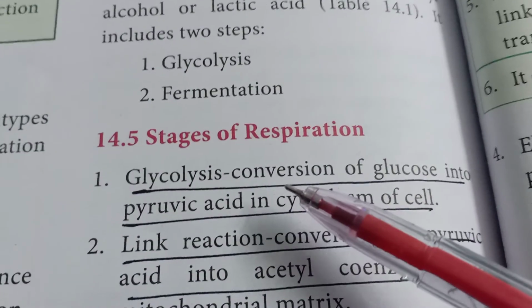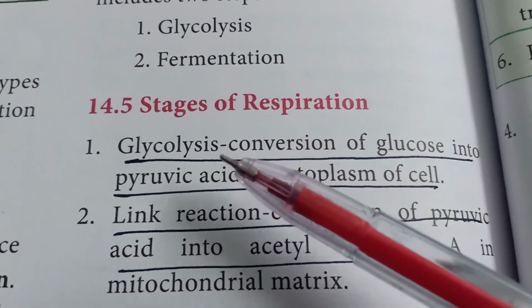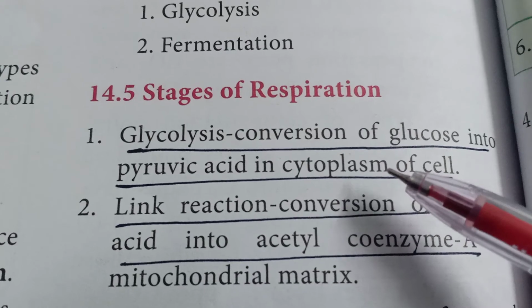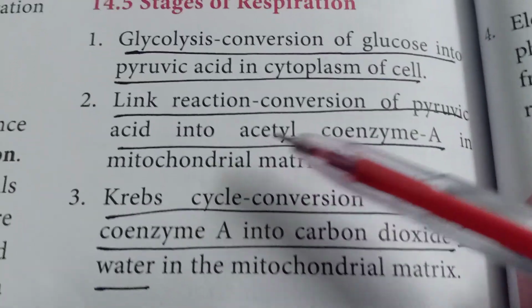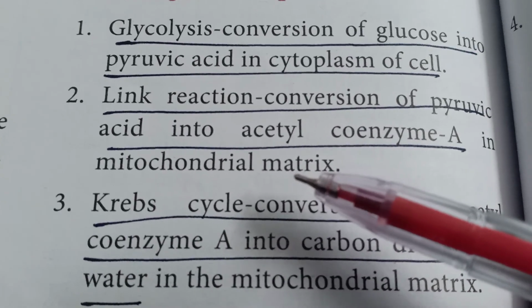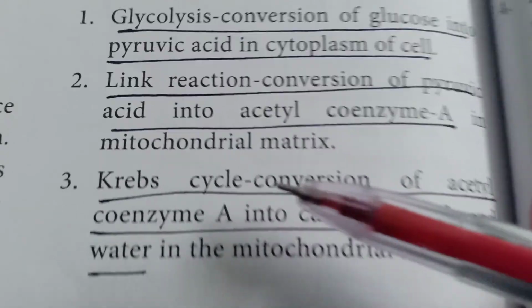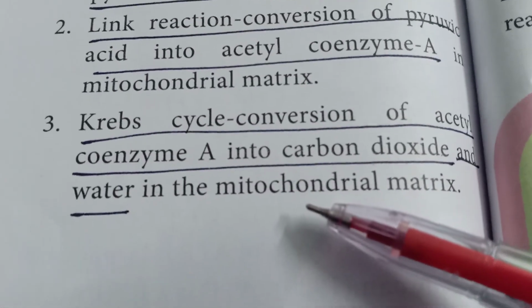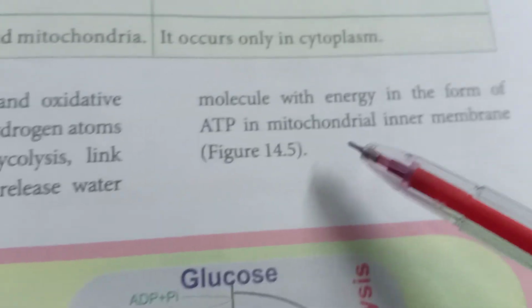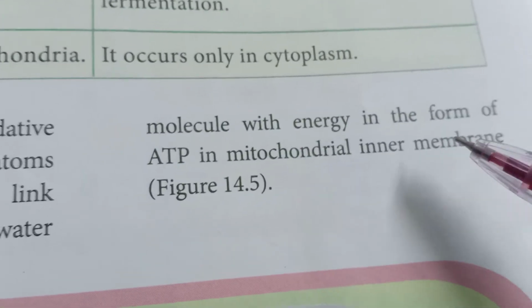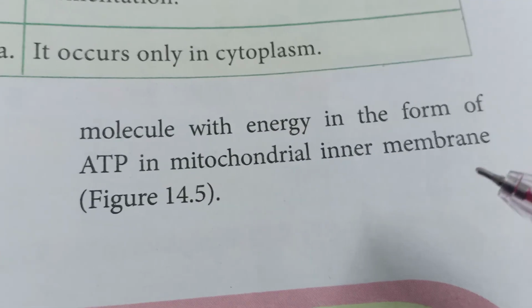So what happens in glycolysis? Before that, where does glycolysis take place? It takes place in the cytoplasm of the cell. Link reaction takes place in the mitochondrial matrix. Krebs cycle takes place in the mitochondrial matrix, and the electron transport chain takes place in the mitochondrial inner membrane. Are you following me?